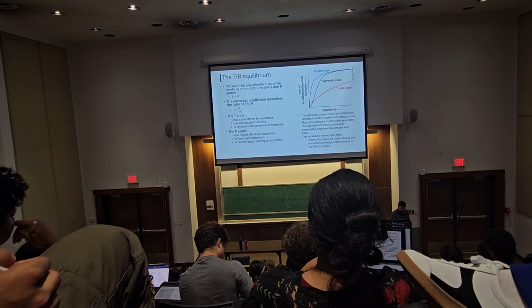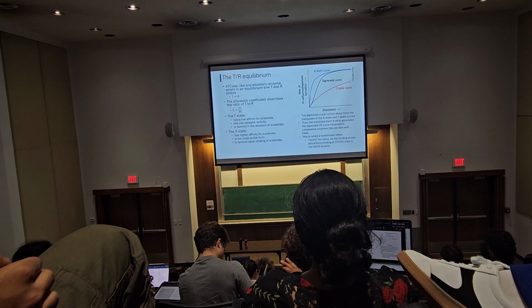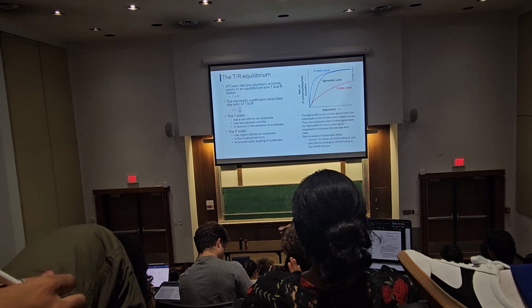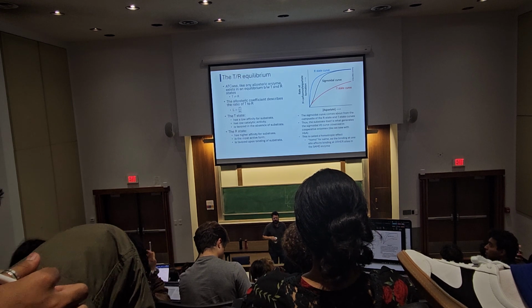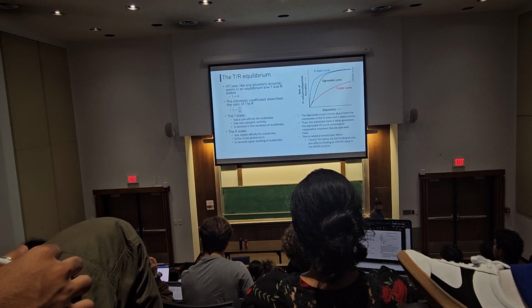And this is called the homotropic effect. It is a homotropic effect because homo means the same enzyme: it's the active site of an enzyme affecting the binding of substrate at other sites in the same enzyme. Homotropic effects lead to this sigmoidal curve.